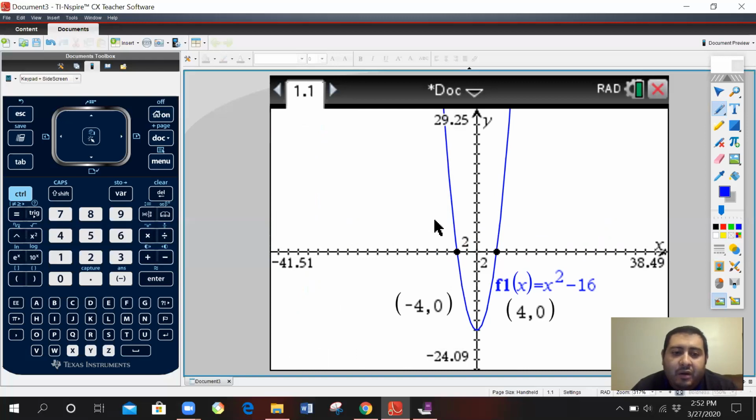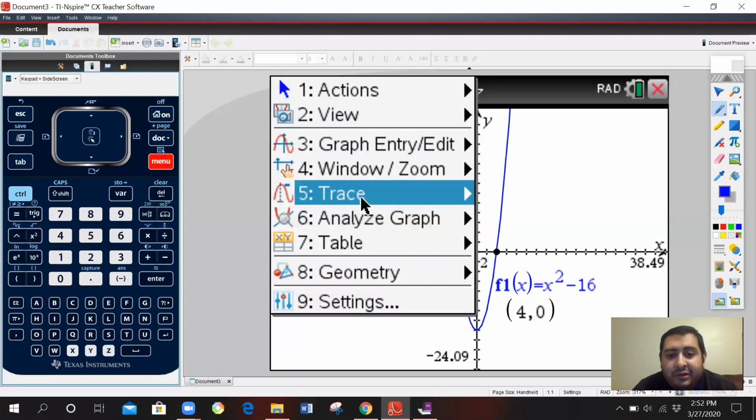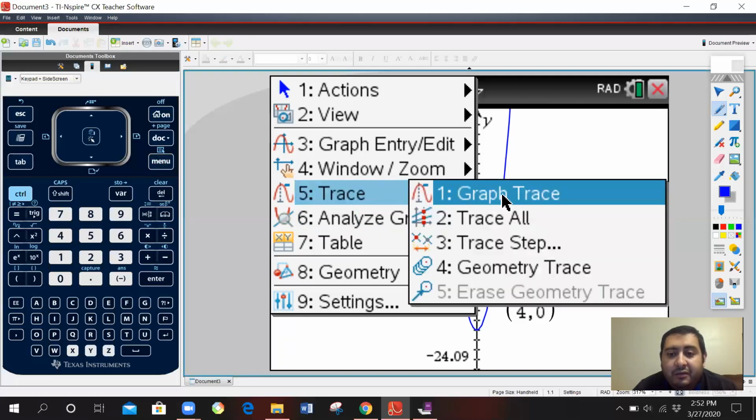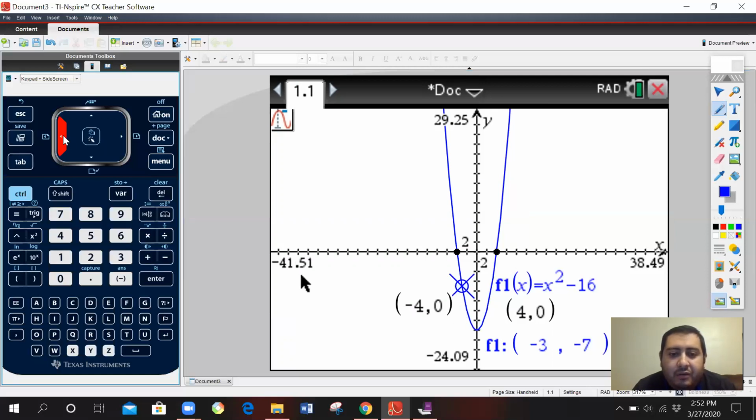Another way to do this without using menu, analyze graph, you could also trace it. You could use the option trace and then graph trace. And you're going to see a circle with a cross. I usually like to call this the spider because it looks like a spider, and spiders usually go up and down. So as soon as you move the spider, notice the spider is moving up. The calculator specifies the 0 at the location -4. You could do the same thing by moving it to the other side of the parabola.